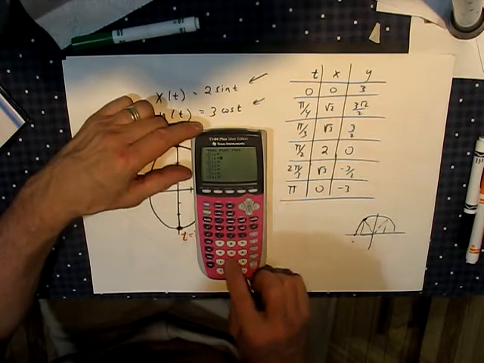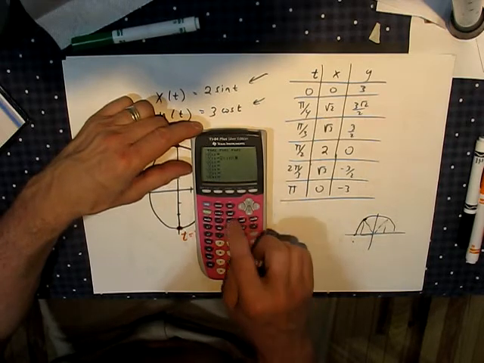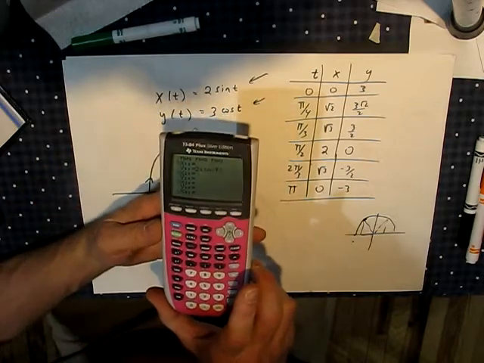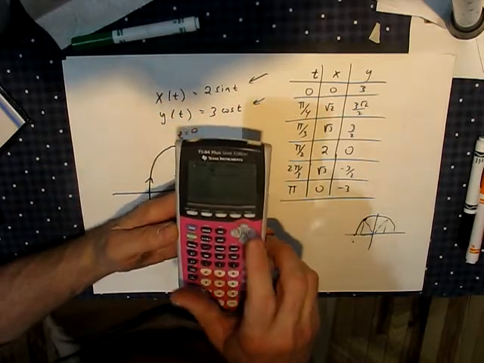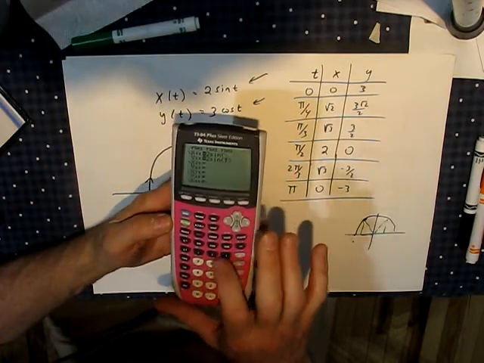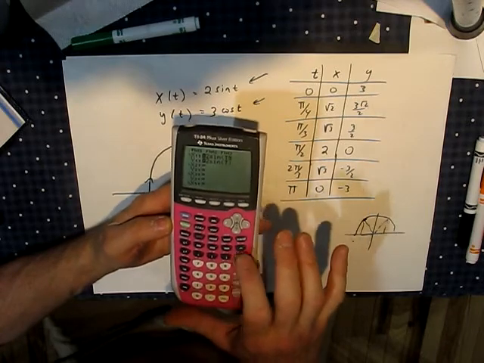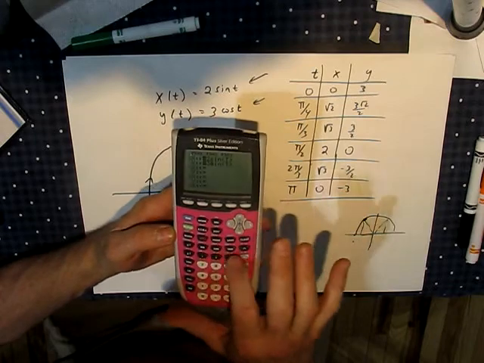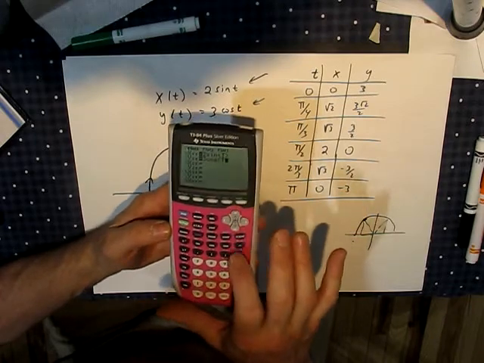And the first one I'm going to put in 2 sine t. Oops, I put it in the wrong spot. And the second one I'm going to do 3 cosine t.